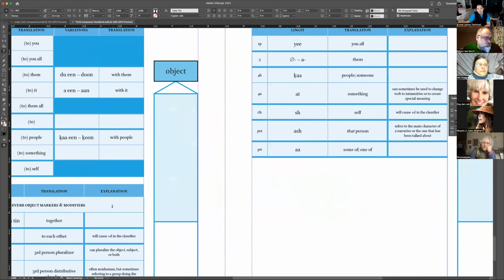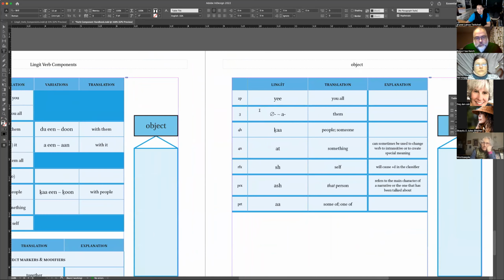Chat, ha, i, yi, oo or ka, ut, sh for the self, and then ush for that person we've been talking about, like the main character, and then some of them or one of them. So that's kind of where things are at with this booklet.